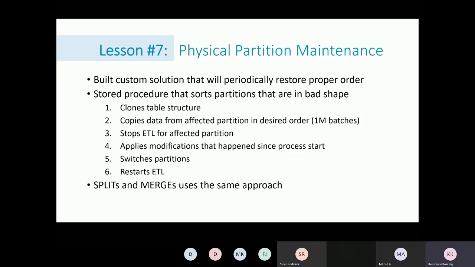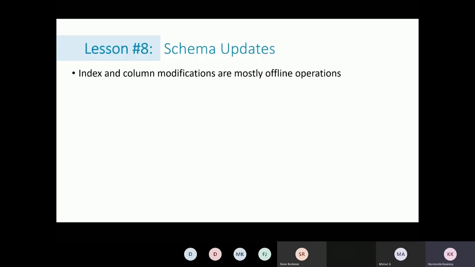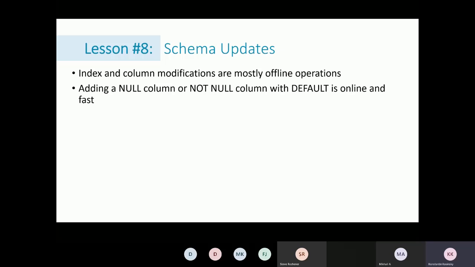If you want to split and merge partitions, you basically need to do the same, but just split and merge. And the last lesson is schema updates. Our service is an online service. We could not afford a maintenance window, so we need to do all our modifications online. Unfortunately, most operations with an index or columnstore or columns are offline. So if you just add a nullable column and want to keep nulls, it's very fast. If you want to add a not nullable column and set a default, it will be fast too.